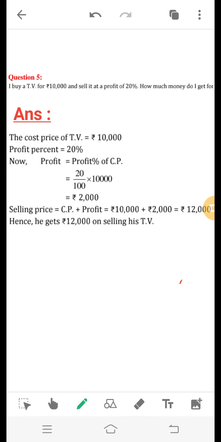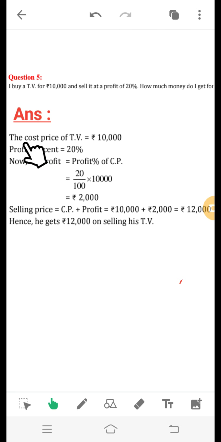In the last session, we discussed profit and loss. Now let us understand with some examples from exercise 8.3. Question 5. I buy a TV for rupees 10,000 and sell it at a profit of 20%. How much money do I get for it?